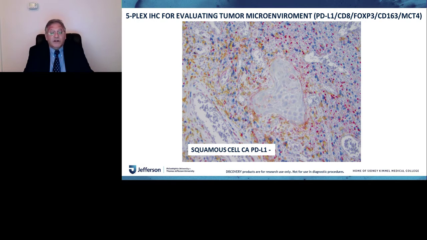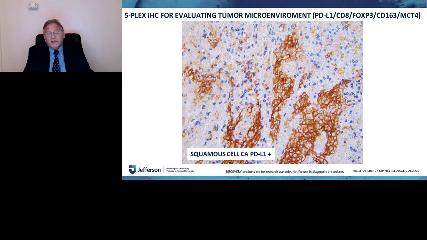In the center of the picture, you have a tumor cluster that is stained only with the hematoxylin background stain, no other stain at all, surrounded by CD8s, FOXP3, and CD163 cells. The next example is the squamous cell carcinoma that is PD-L1 positive. You have basically the positive tumor cells staining with brown, surrounded here by CD8s and macrophages. You rarely see any FOXP3 positive cell.